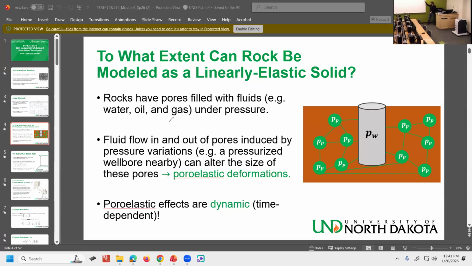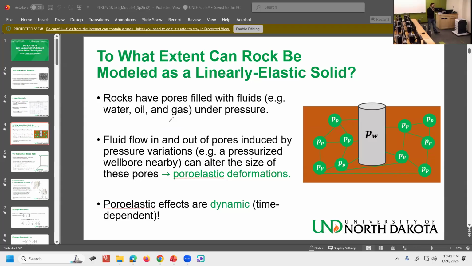It's a sponge to erase the stuff on the board, but it's porous. I don't want to, if I blow air on it, it's gonna make a whole mess. But ultimately, fluid can get in and enter those pores and stay there. This is how the rocks are. Now, the fluid in those pores is under pressure. We call that pore pressure.